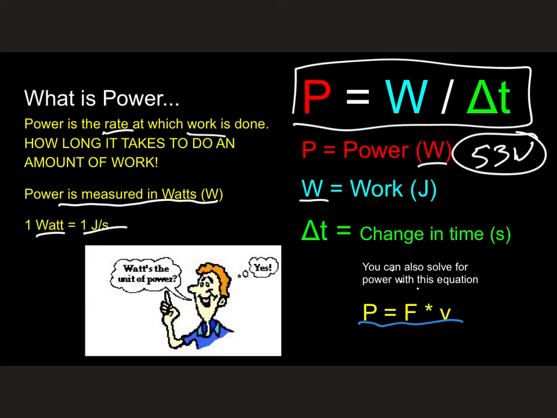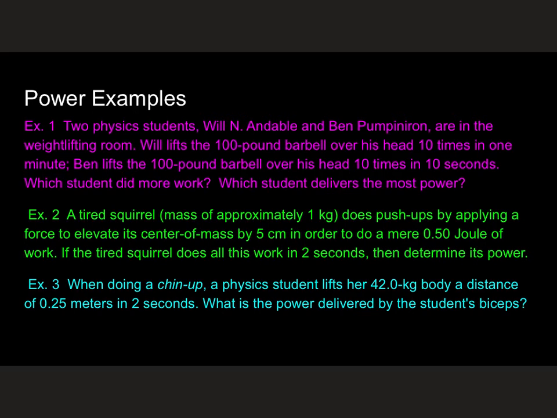Well, how do we get work? It's force times distance. So let's write it out again. It's P equals force times distance divided by time. Oh, but wait. We also remember that velocity is equal to distance divided by time, which is that right there. And so this is really just force times velocity is all that is. But it's much easier to understand it as power is work divided by time, because it is the rate at which work is done. So let's look at some problems.